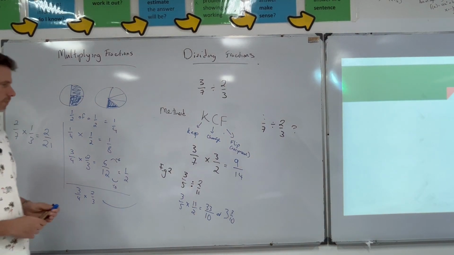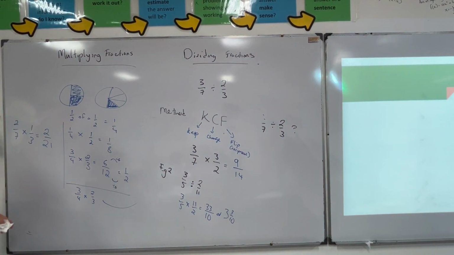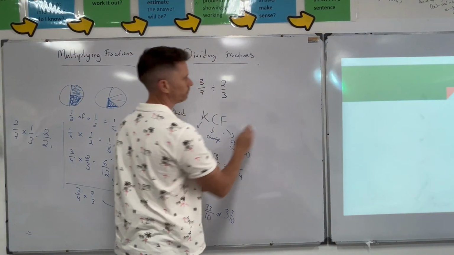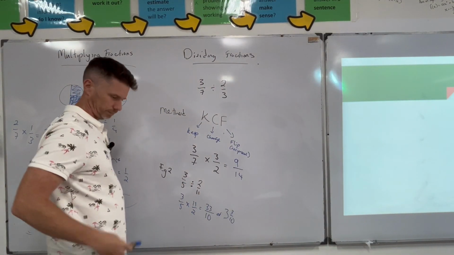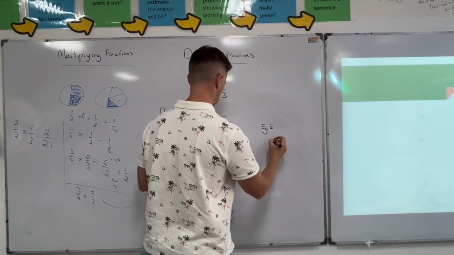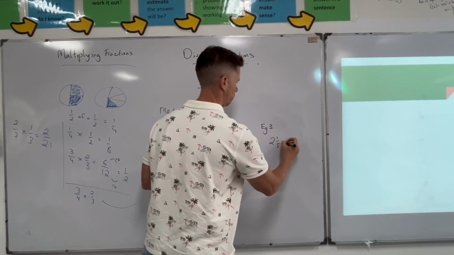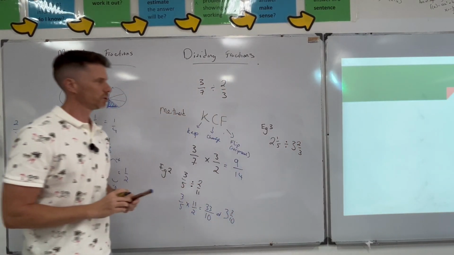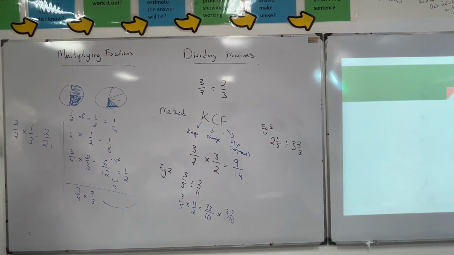Going to do one more example. This time I'm going to use a mixed number. I'm going to stick with division. Example 3. Two and 1/5 divided by 3 and 2/3.